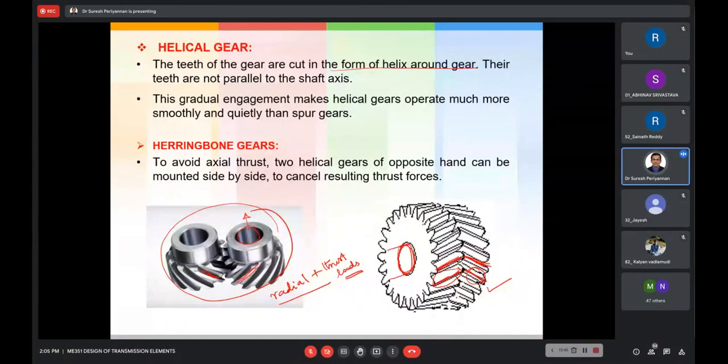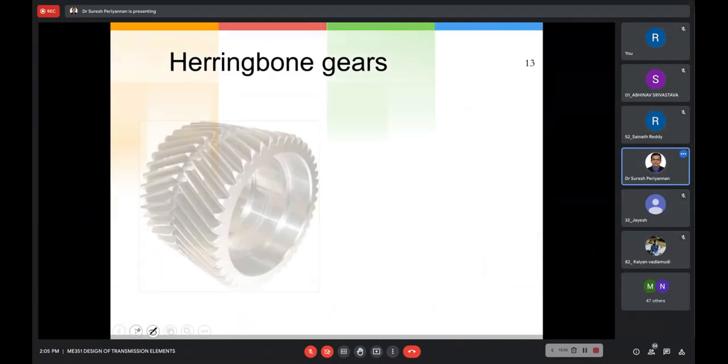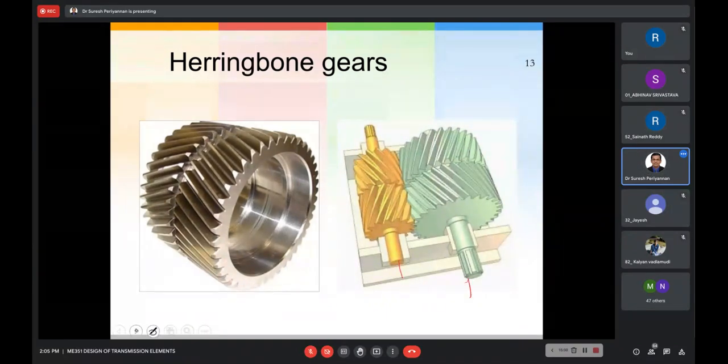But herringbone gears can be used only for parallel shafts. This gear can only be used for parallel shafts. These two shafts are parallel.